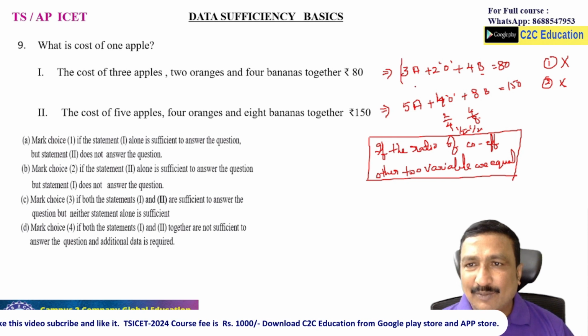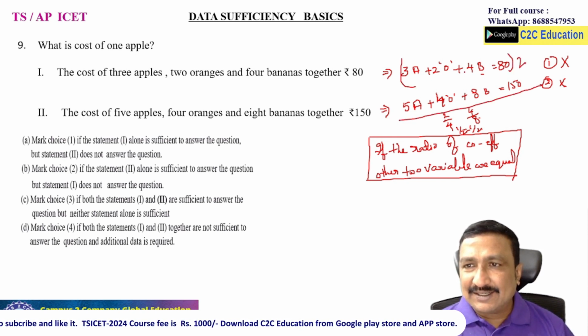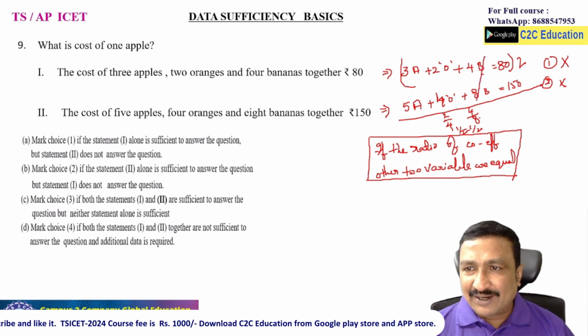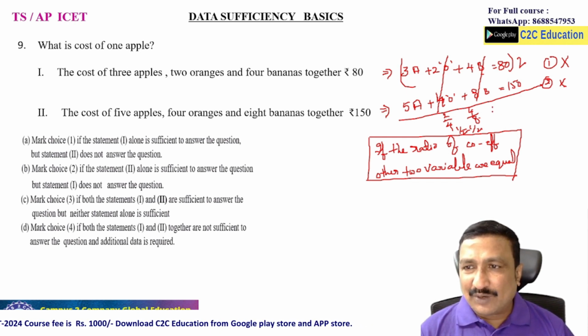How? Multiply the first equation by 2. Then cancel. So here 2 4s are 8, bananas cancel. 8 oranges cancel. 2 3s are 6 apples minus 5 apples. So 1 apple is equal to 2 8s are 160 minus 150, 10 rupees.